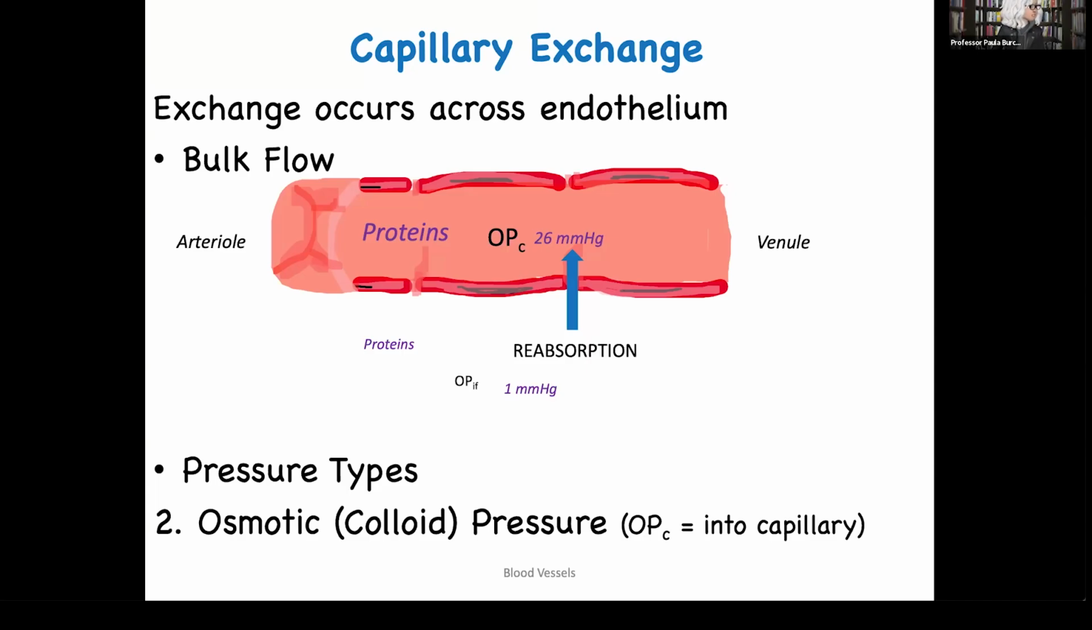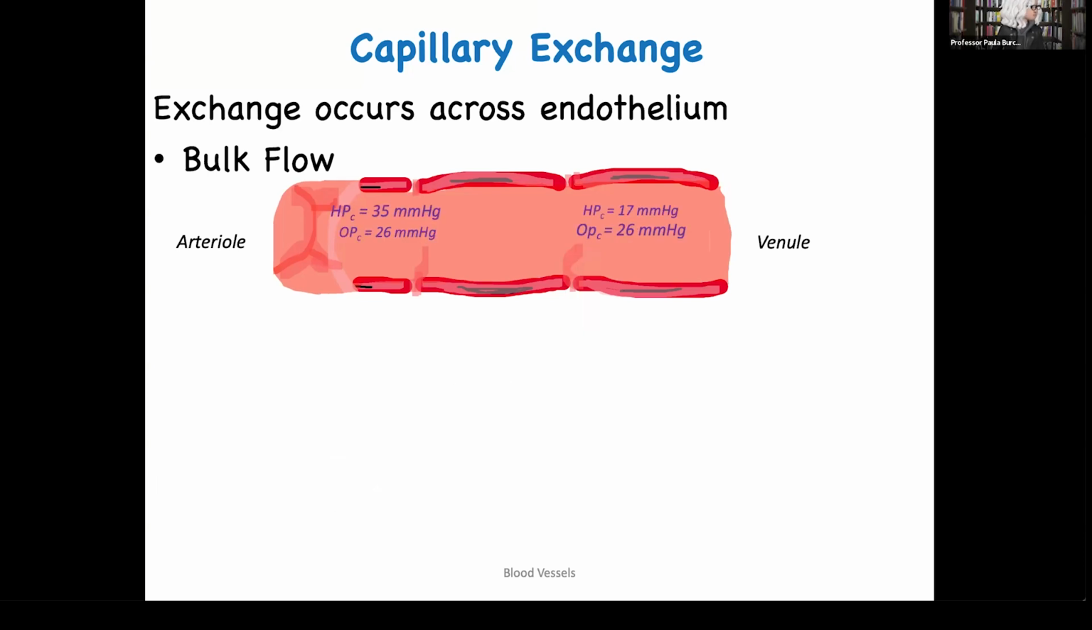What determines the movement of the fluid, whether you have filtration or reabsorption, is the difference between the osmotic pressure in the capillary and the hydrostatic pressure in the capillary. Let's look at this. Let's compare the hydrostatic pressure and the osmotic pressures in the capillary. Notice the hydrostatic pressure drops as the blood moves through the capillary from 35 millimeters of mercury to 17 or 15 millimeters of mercury.